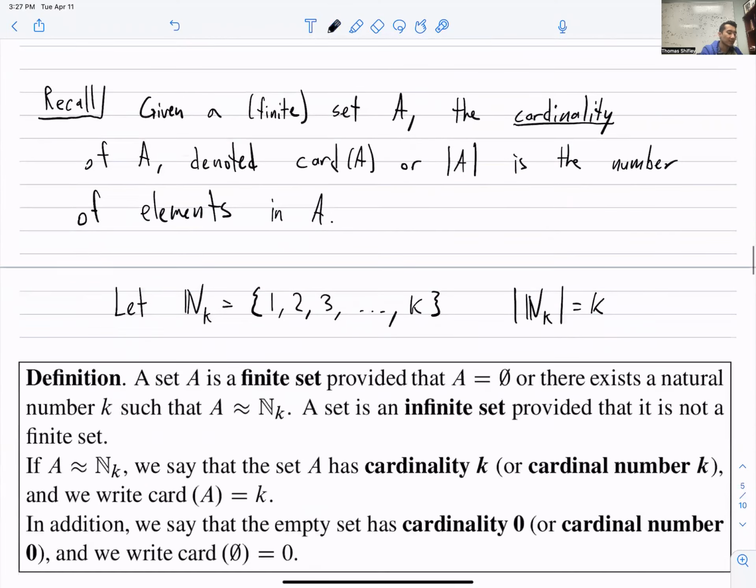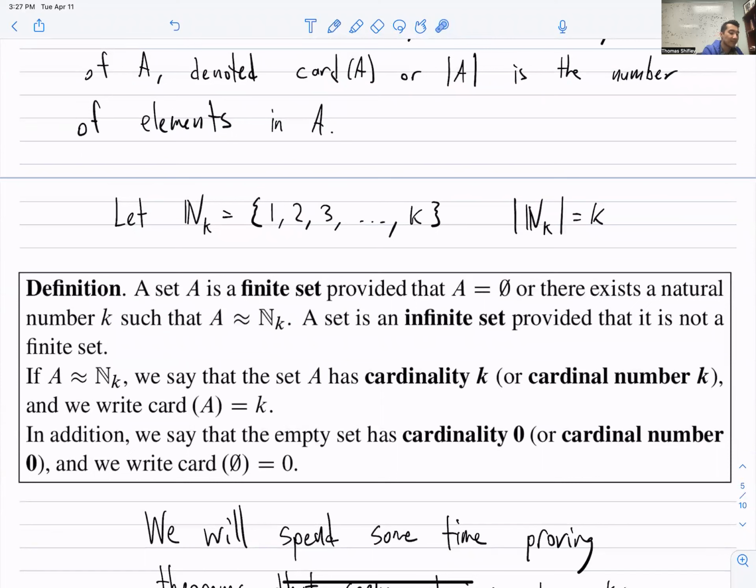Then we have some definitions. A set A is finite, or is a finite set, provided it's either the empty set or there exists a natural number k such that A is equivalent to N sub k. So that means that you can put it in one-to-one correspondence with the numbers 1, 2, 3 to k, which makes sense, right? There's some natural number that you can put in correspondence with. It's a finite set, you can count it.